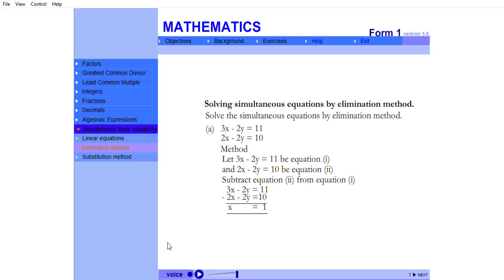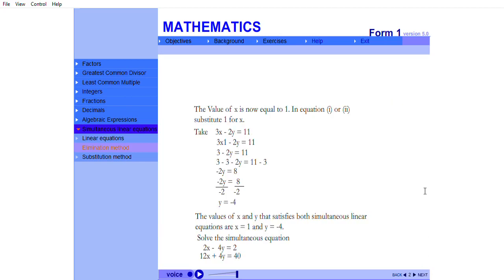Method. Let 3x minus 2y is equal to 11 be equation 1 and 2x minus 2y is equal to 10 be equation 2. Subtract equation 2 from equation 1, which gives us x is equal to 1. The value of x is now equal to 1. In equation 1 or 2, substitute 1 for x.